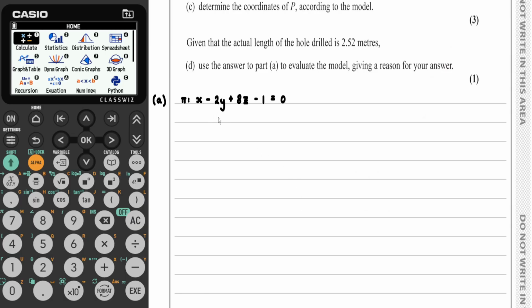So we've got pi, which is x subtract 2y plus 8z subtract 1 equals 0. I've just rearranged. So therefore d will be given by the mod of 1 multiplied by 6 subtract 2 multiplied by -2 plus 8 multiplied by -4 subtract 1 all over the square root of 1 squared plus -2 squared plus 8 squared. So let's work this out using our calculator.